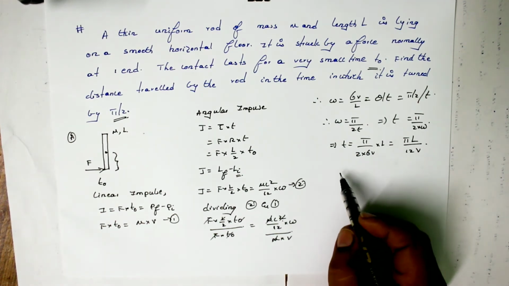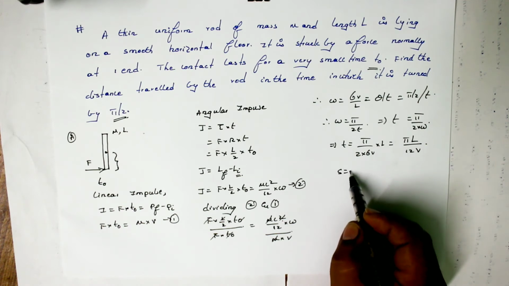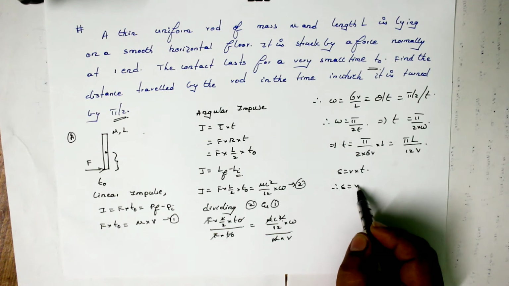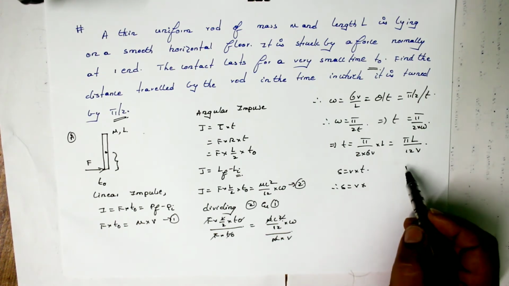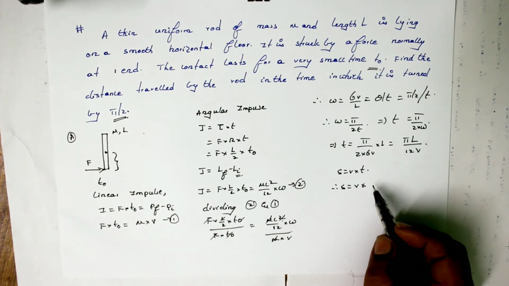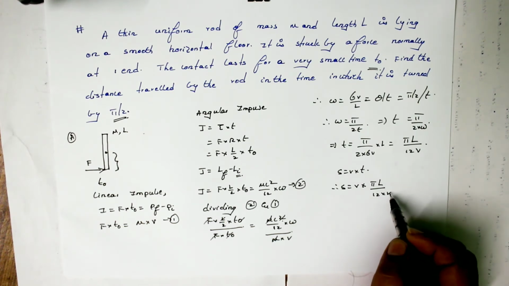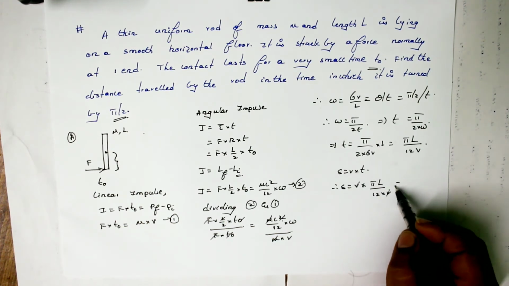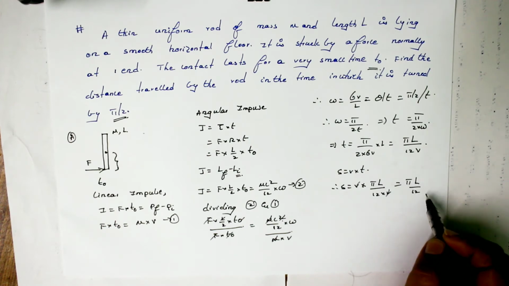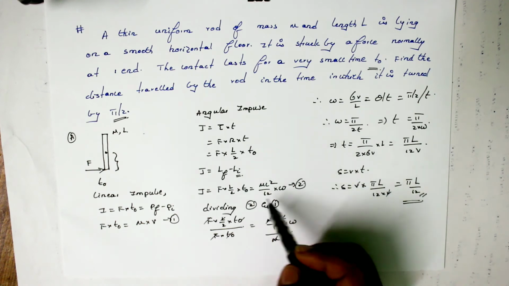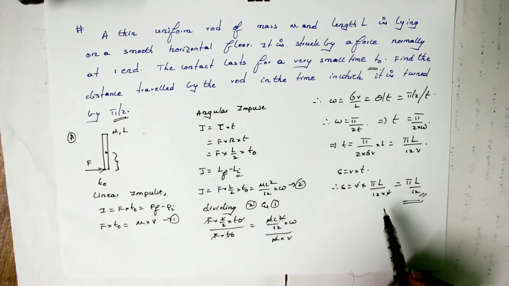For that, the equation of displacement, I can write: displacement is equal to velocity into time. So displacement is equal to velocity into time taken, which we have already derived, which is pi L divided by 12 into V. So V and V get cancelled. So my answer is pi L divided by 12. This will be the displacement of the rod when the rod completes an angle of rotation of 90 degrees.